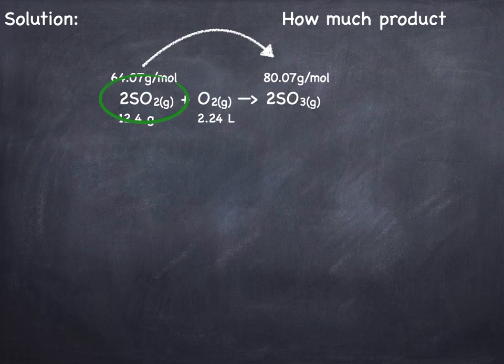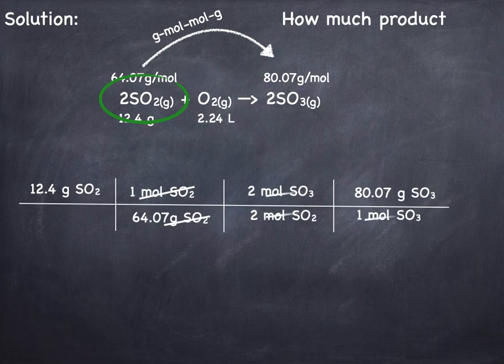So once I know sulfur dioxide is my limiting reagent from working either of the 2 calculations on the previous slide, I'm going to go grams to moles to grams from sulfur dioxide to sulfur trioxide. Here's the setup for that. It's 12.4 grams of sulfur dioxide divided by the molar mass. Our mole ratio is 2 to 2.